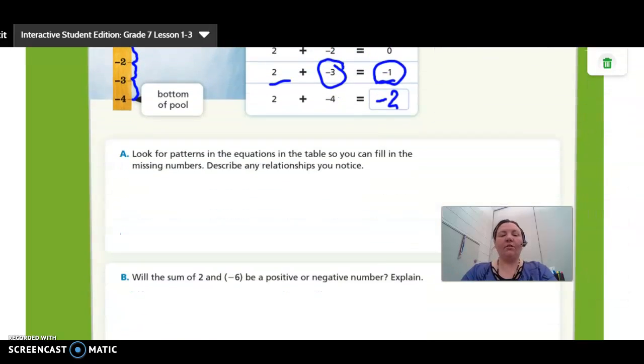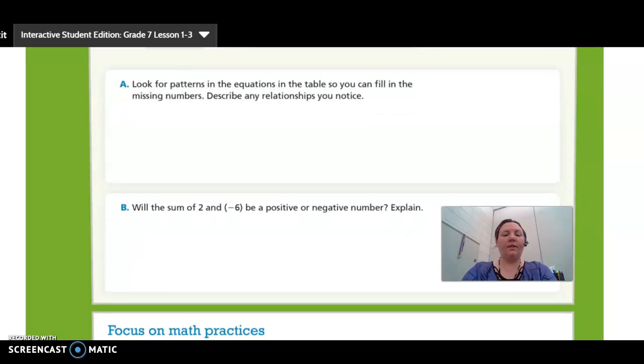There are some extension questions to extend your learning in this pattern recognition. Specifically, will the sum of 2 and -6 be a positive or negative number? Pause the video and think about that.